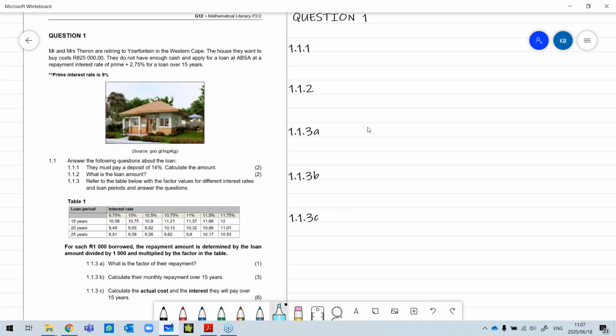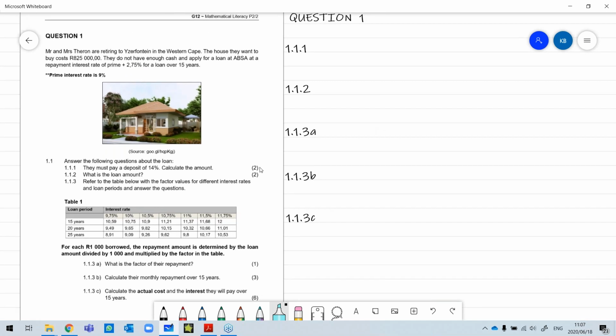Question 1. Mr. and Mrs. Theron are retiring to Eiserfontein in the Western Cape. The house they want to buy costs 825,000 rand. They do not have enough cash, and apply for a loan at ABSA at a repayment interest rate of prime plus an additional 2.75% for a loan over 15 years. And then there's this little piece of information printed in bold, not to be missed. Prime interest rate is 9%.